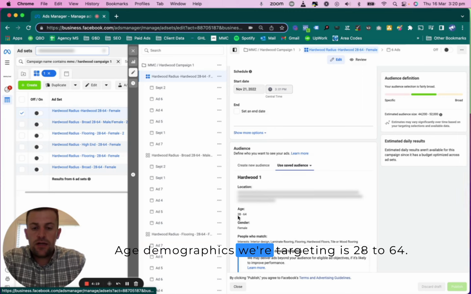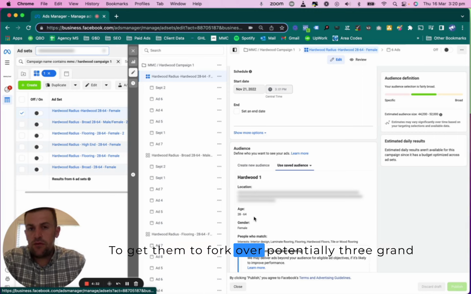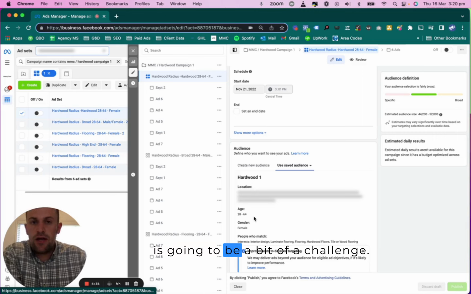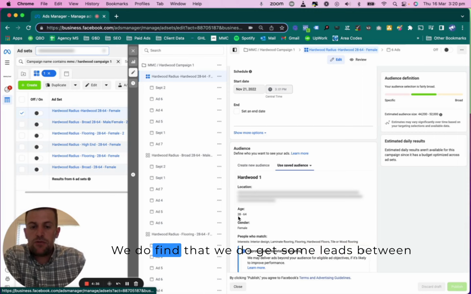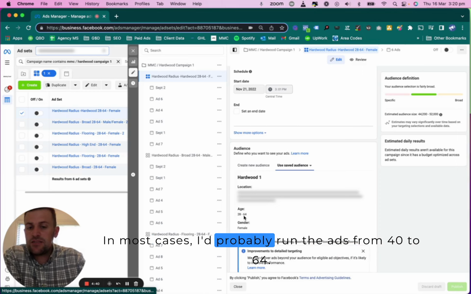Age demographics we're targeting is 28 to 64. You have to think for this particular service, which is more expensive, you want to be targeting adults who can actually afford it. Generally, getting people under 28 to fork over potentially $3,000 is going to be a bit of a challenge. We do get some leads between that 28 to 40 range in this particular area. In most cases, I'd probably run the ads from 40 to 64.